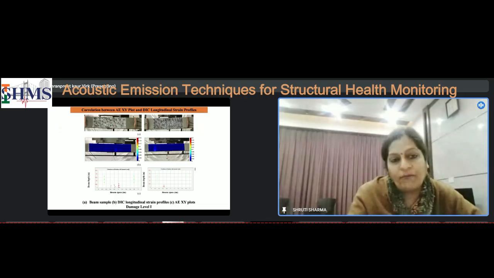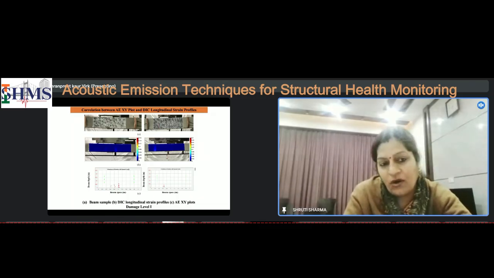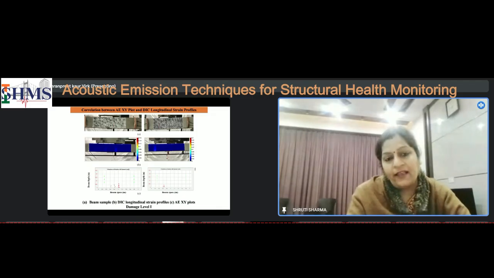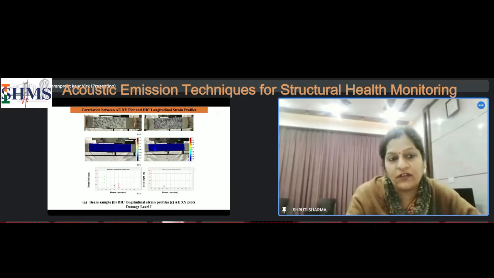If we compare the three, we are able to identify that all of them match well. Visually, we are not able to see anything. DIC gives you a small change in color, which indicates that there is a change in the strain profile. And AE is able to pick up exactly where we expect, those red dots, which are correlated with this image. Next.